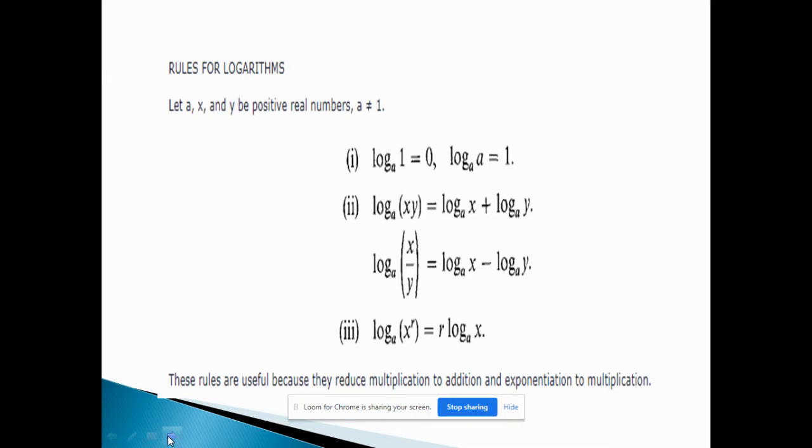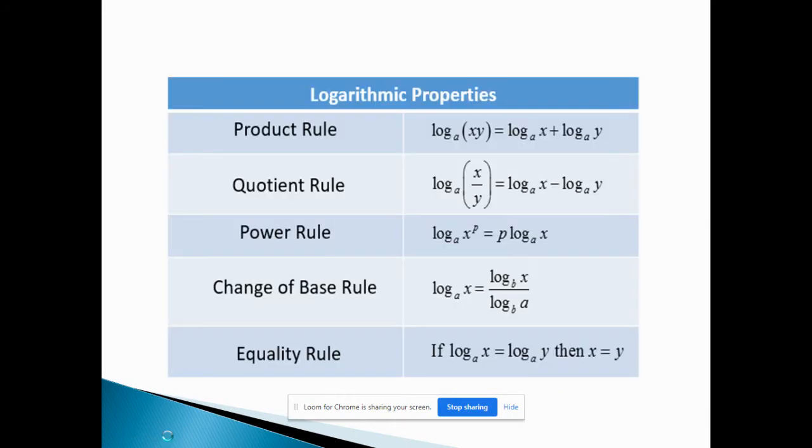Let a, x and y be positive real numbers, a not equal to 1. Log of 1 to the base a equals 0, and log a to the base a equals 1. Log of xy to the base a equals log x plus log y, and log of x by y equals log x minus log y. The third one: log of x power r to the base a equals r times log of x to the base a.